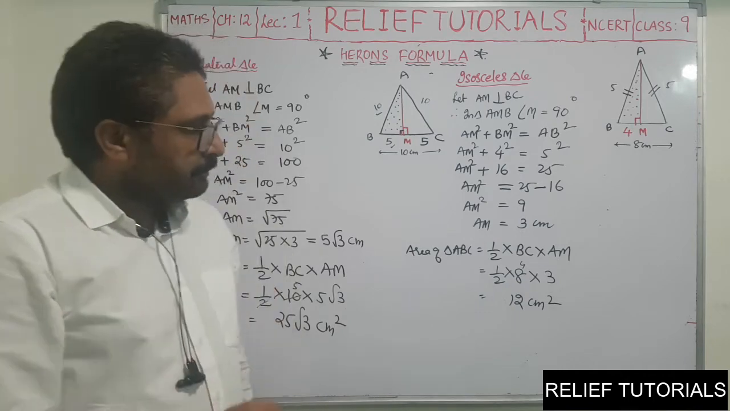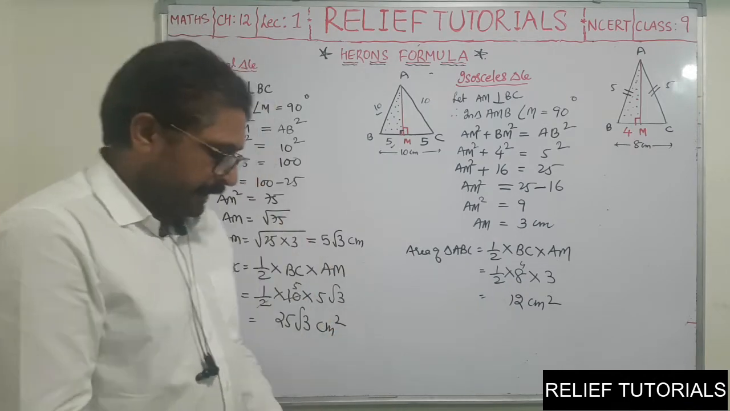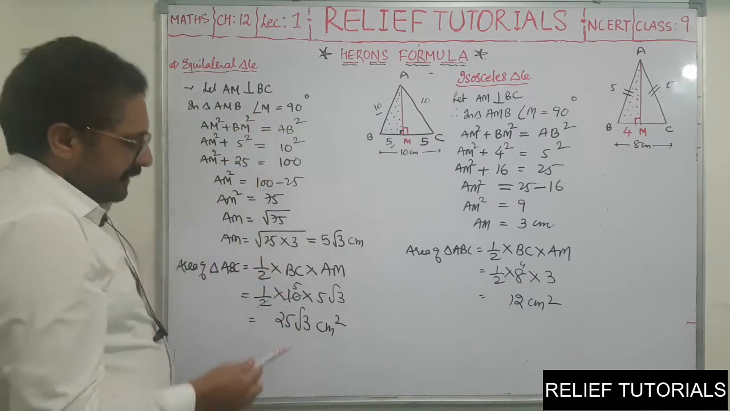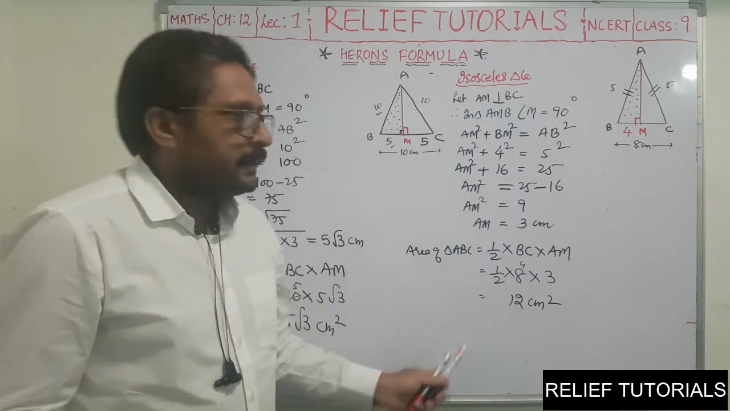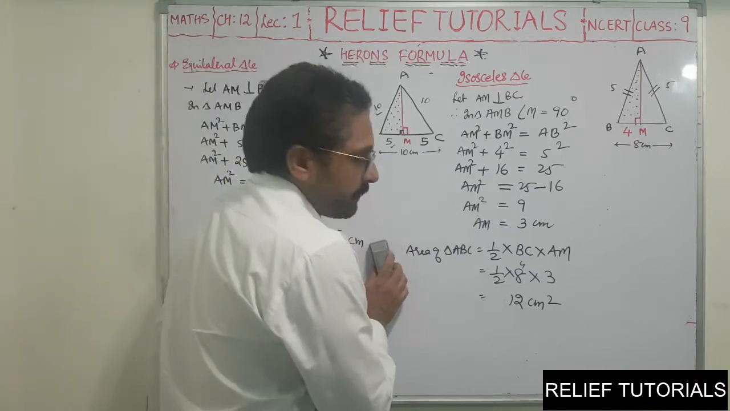Clear? See, just remember here, the area of an equilateral triangle is how much? 25 root 3. That we'll discuss later. See now, is it clear? See, I will rub this out.